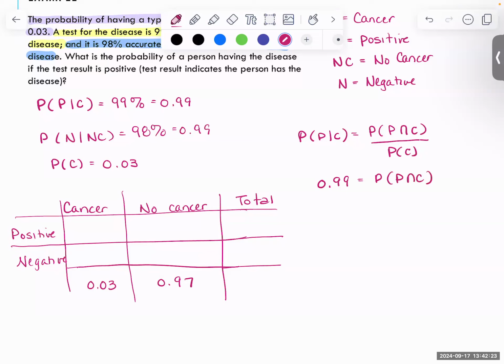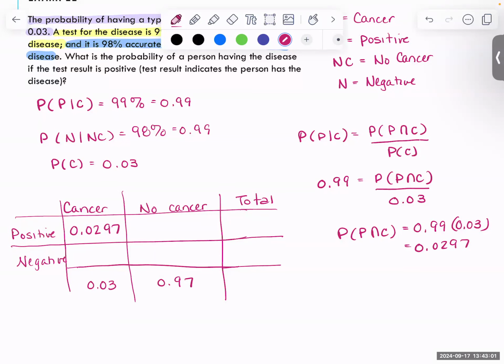And I know the probability of having this type of cancer, that's 0.03. So I can find the probability that I test positive and I have this cancer by taking the 0.99 and multiplying that by the 0.03. And that is going to be the first cell in my table. And this is 0.0297. So now I can find the second row, first column, testing negative and having cancer.